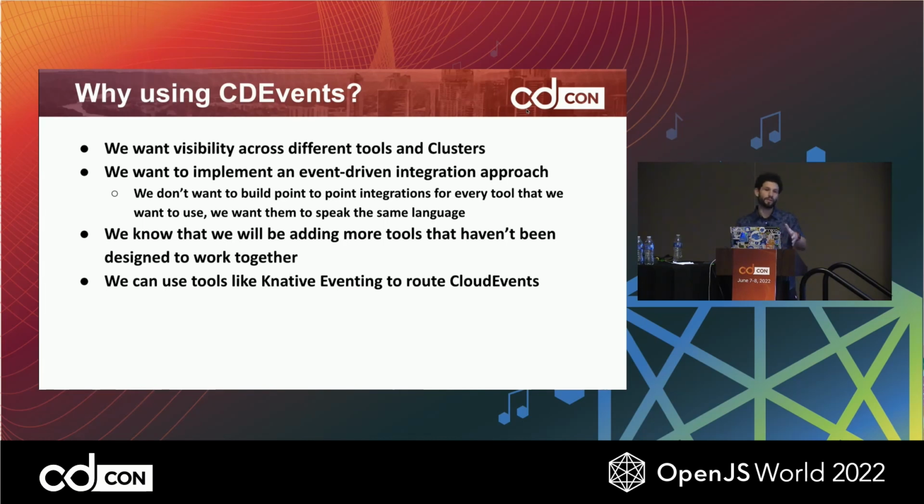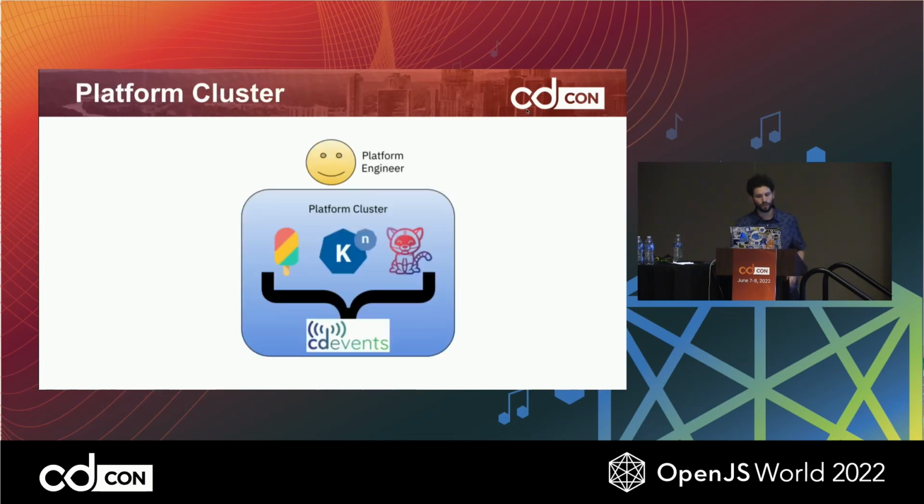We want to implement, as I mentioned before, an event-driven integration approach. So we don't build point-to-point integrations between the different tools. We emit events: one tool emits an event that the other tool can understand, and then they can react. The main reason to do that is because we know for sure that we will be adding more tools to this scenario, and we don't know which tools we are going to add or how they were designed, but we know that these tools can, in some way or another, consume events and produce events. And as I mentioned, Knative Eventing is going to be in charge of routing cloud events from one place to the other, as I will show in some diagrams.